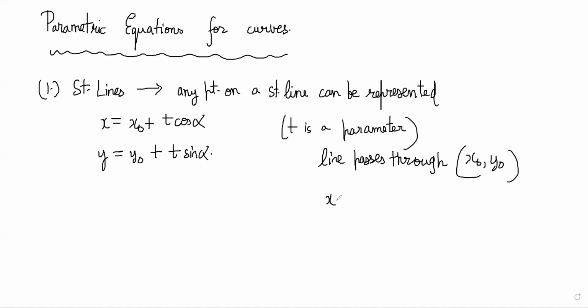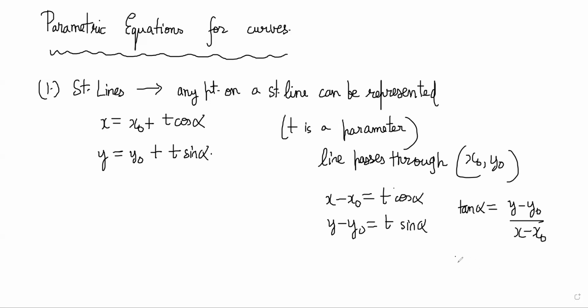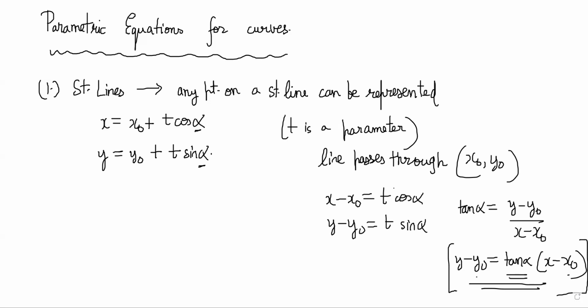We can see that x minus x naught is equal to t cos alpha and y minus y naught is equal to t sine alpha. So if you divide these two equations, you get tan alpha is equal to y minus y naught by x minus x naught. And actually, y minus y naught is equal to tan alpha into x minus x naught, which is basically the equation of a line with slope m is equal to tan alpha, right? So here alpha stands for the slope of the line, and this straight line definitely passes through x naught, y naught. So this is the parameterization.